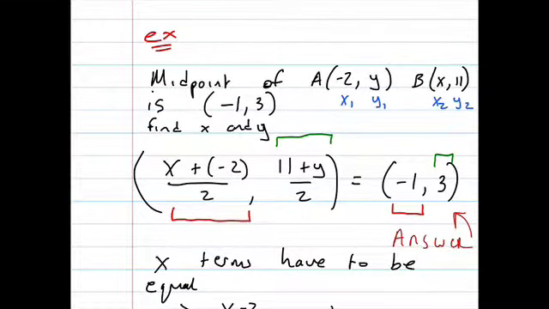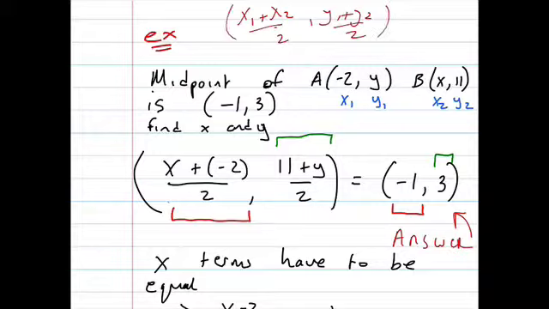So all I'm doing here is, I should have written out the formula. I should always write out the formula. x1 plus x2, sorry, it should be x2, x1 plus x2 all over 2, y1 plus y2 all over 2. I should always write out that.